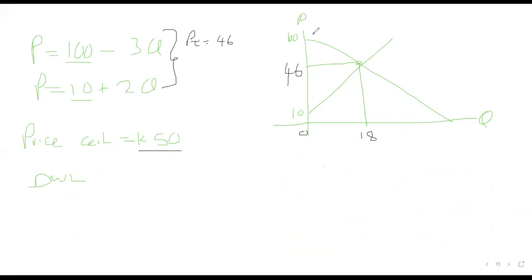So you put your 50. Where's the 50? Above 46. So you put your 50 here. You cut there, you put 50 there. So this is our demand function, which was what? P is equal to 100 minus 3Q. They've given us the P of 50. So here where it's P, we put 50.